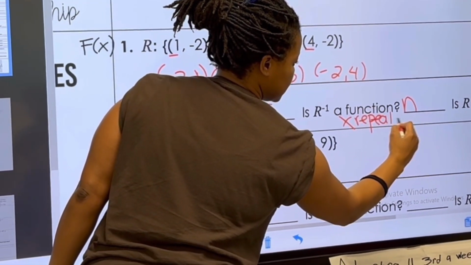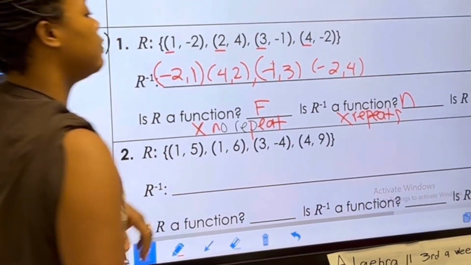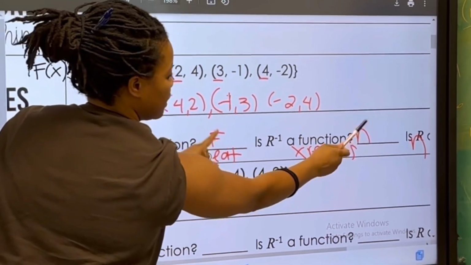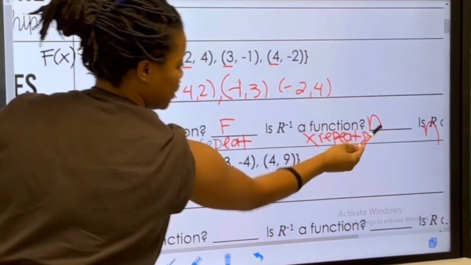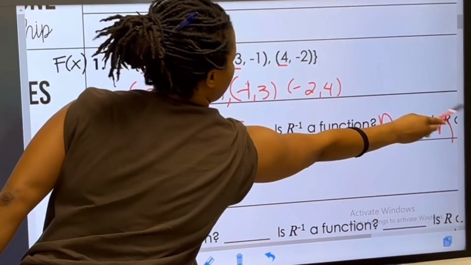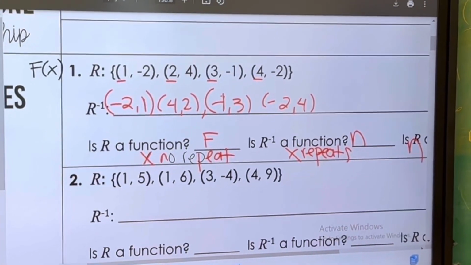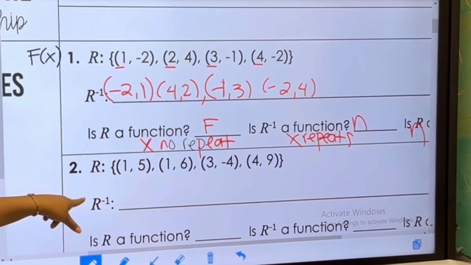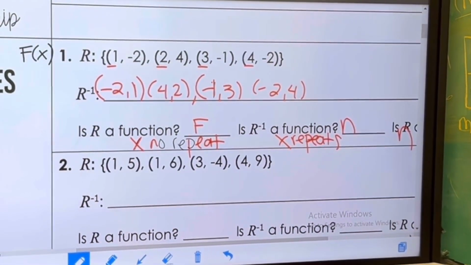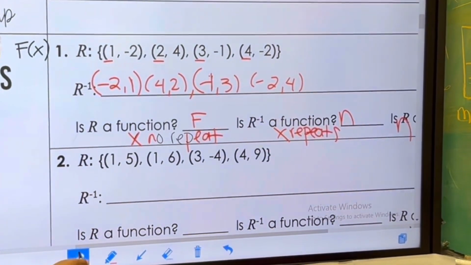The next question it says, is R 1 to 1? No. Because one is not a function. If both are a function, then yes, it's 1 to 1. If one's not a function, it's not a 1 to 1. No. Go ahead and try number 2 on your own. Give me the inverse of this relationship. Give you a second to try that out.